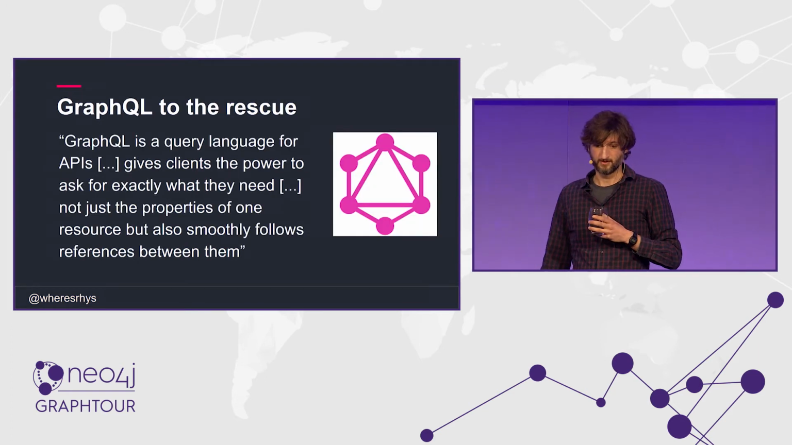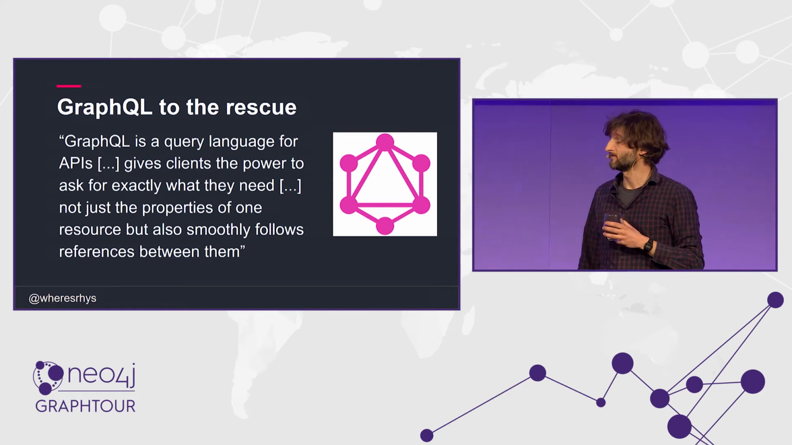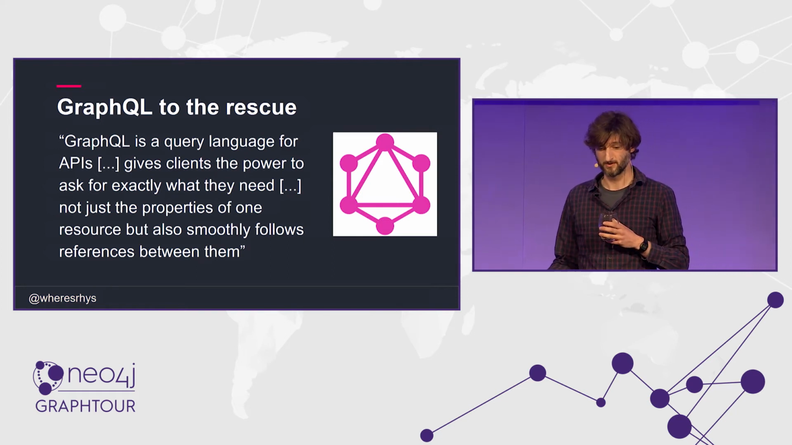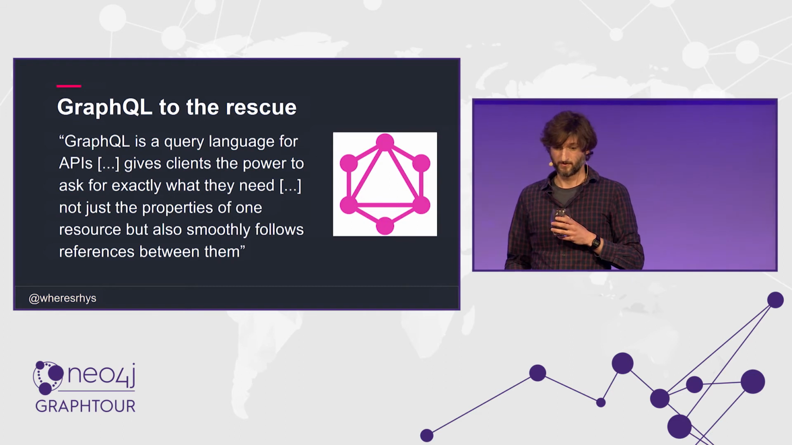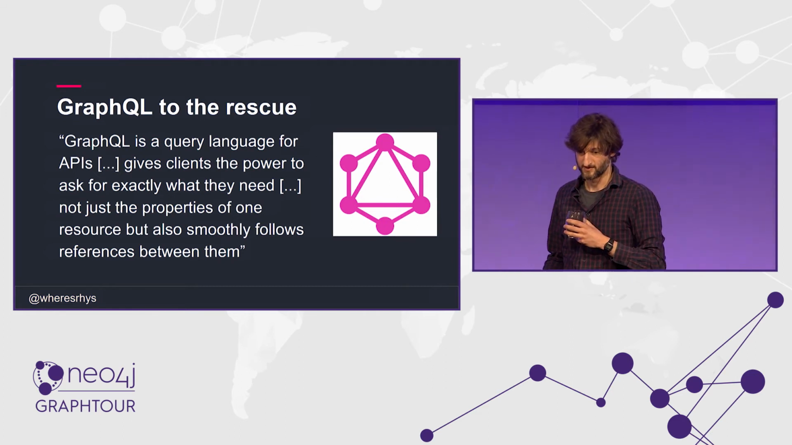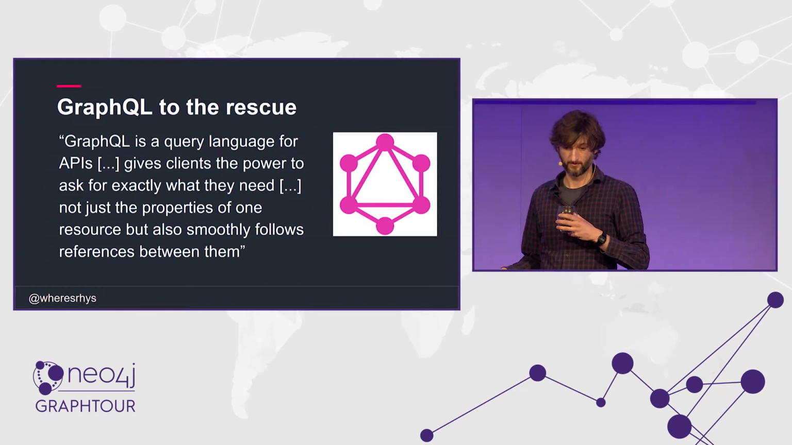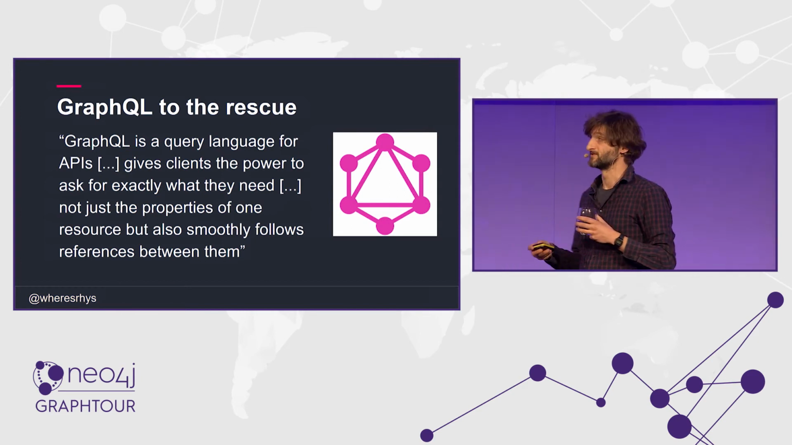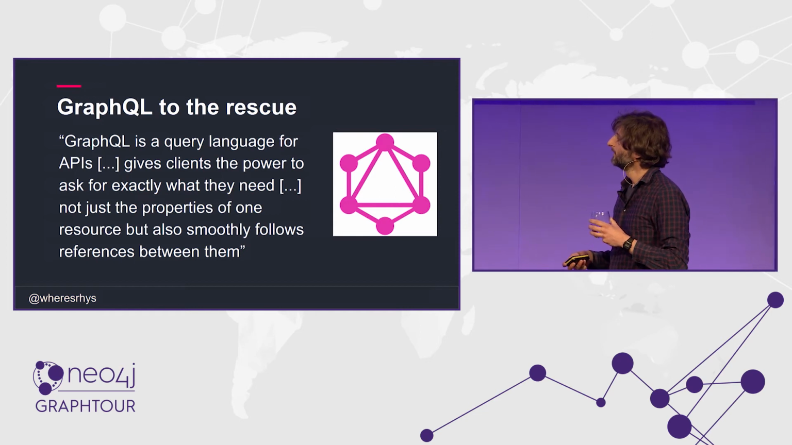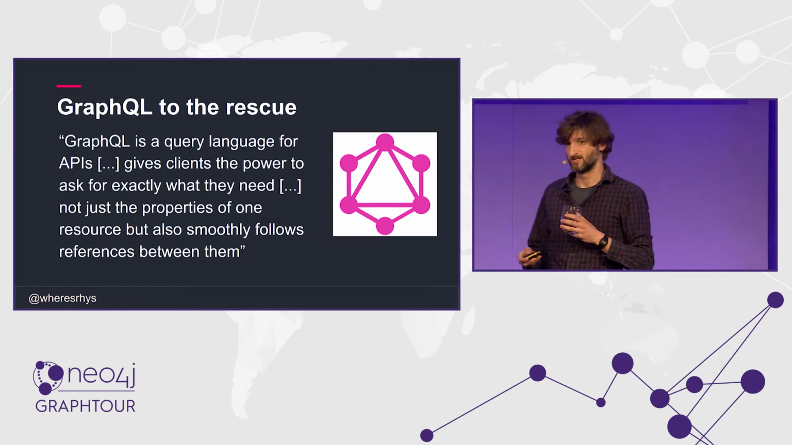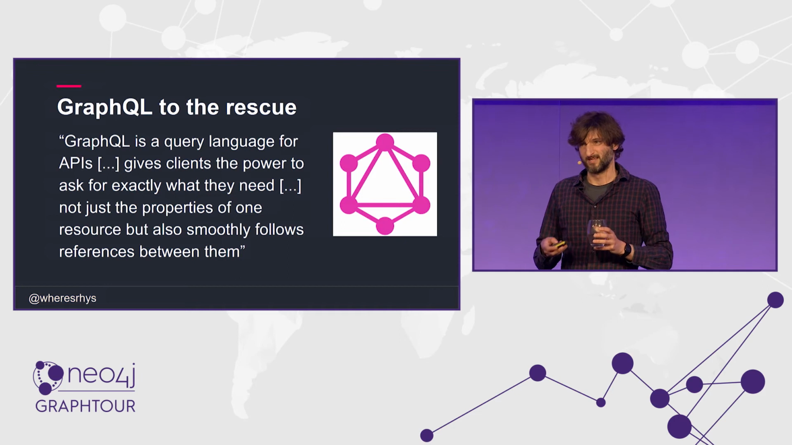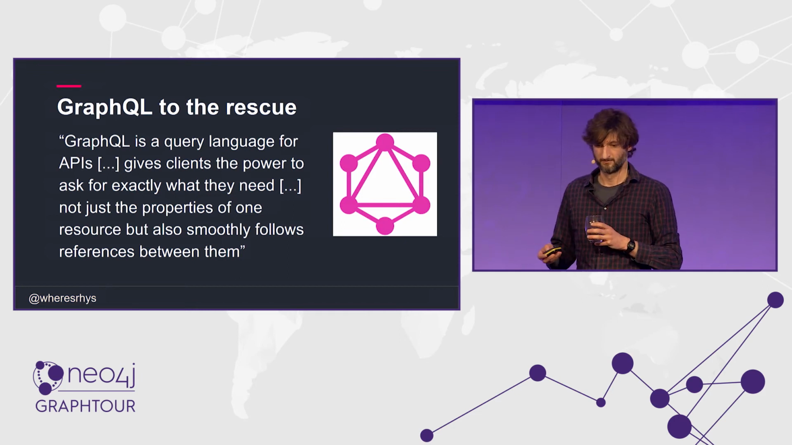So what we do use is GraphQL, which is a query language invented by Facebook a few years ago. GraphQL is a query language for APIs. It gives clients the power to ask for exactly what they need, not just the properties of one resource, but also smoothly follows references between them. So essentially, it's a querying language and schema designed for querying graph data.